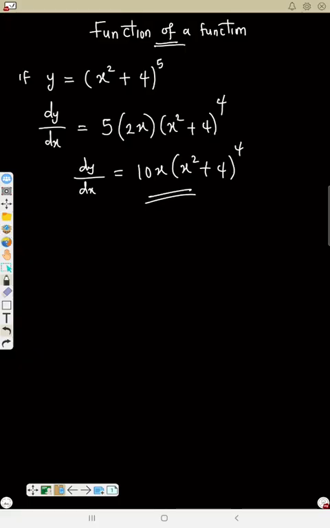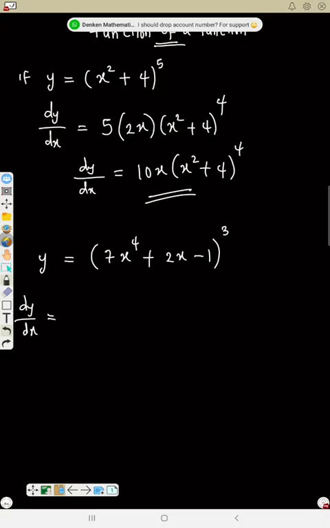Now let us see another example. If y is equals to 7x raised to power 4 plus 2x minus 1, everything raised to power 3. What is dy over dx? Now as usual, what should be the first step here? The first step is you write the power, as in anything you have as power, write it first. So I'll write 3 first, followed by what?